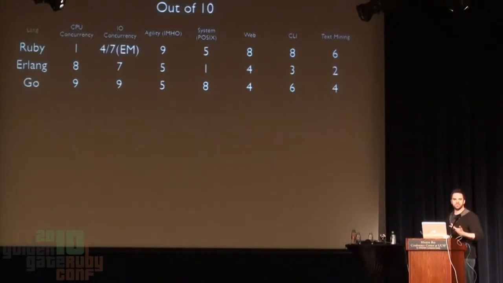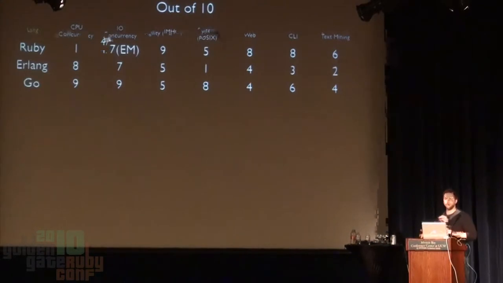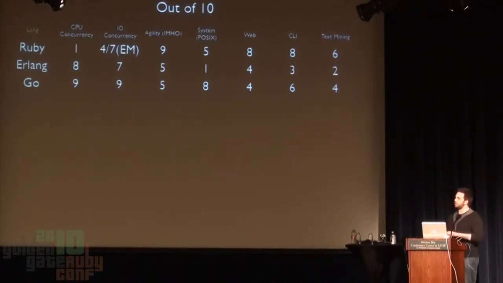Web, low. There really isn't that much there. I mean, they do have something kind of Sinatra-esque built into the core packages, but it's still templating, all that stuff really isn't there yet. It's not very mature, and they're not really focused on that. It brands itself as a systems language, not a web language. CLI, it's pretty high. And text mining, 4.